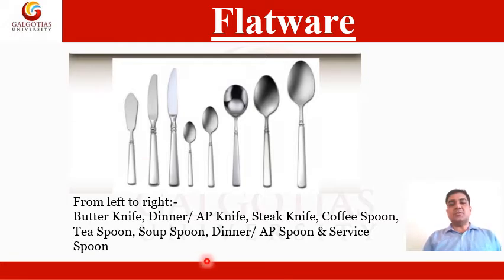AP stands for all purpose, so that means you can do the cutting work of either the main course or the starters with the same cutlery, right? So basically this comes under dinner or AP knife. Then we have the steak knife. Steak knives are actually longer and have a better edge to cut bigger steaks, bigger meat pieces.